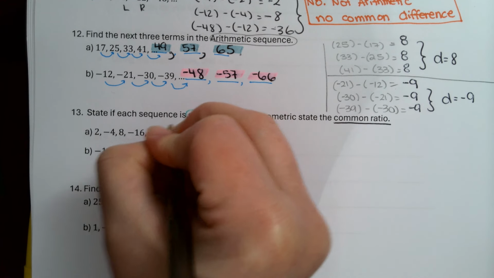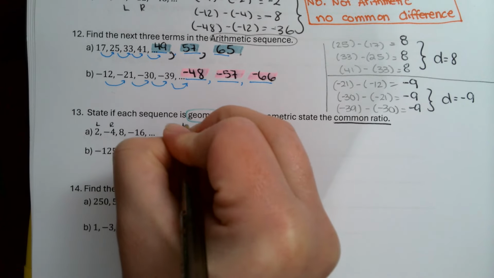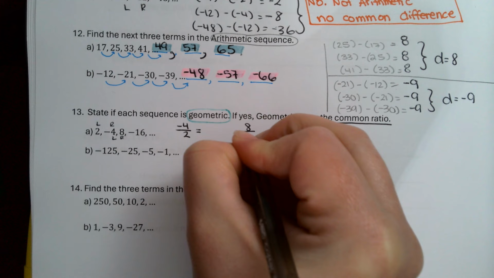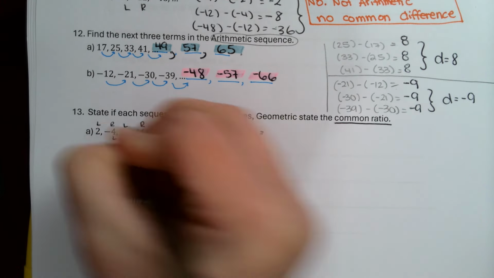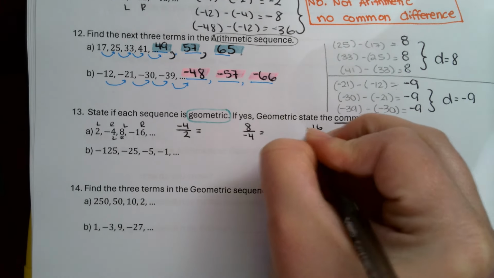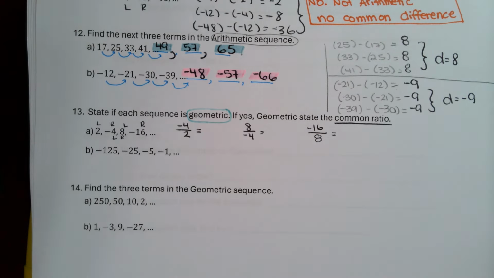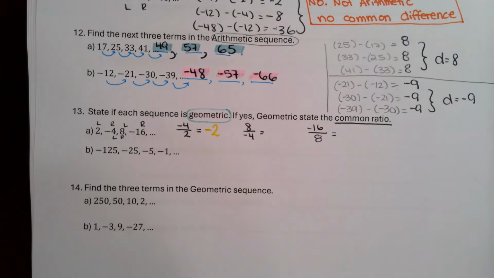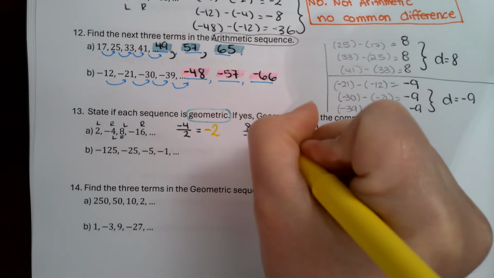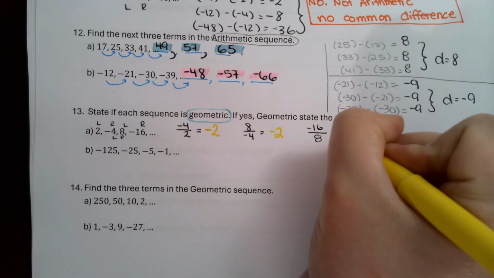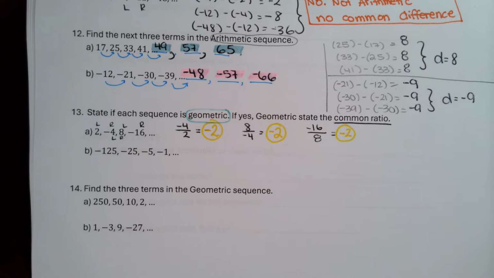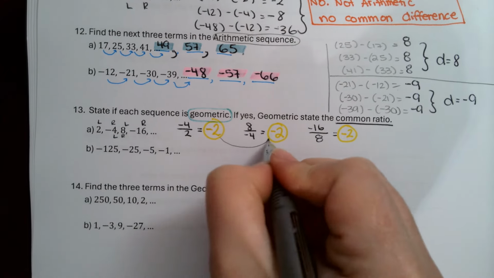So we got your right and your left, so -4 divided by 2. Your right, then your left, 8 divided by -4. And your right and left, -16 divided by 8. If these end up being the same, we get -2 here. 8 divided by -4, also -2. And -16 divided by 8 is also -2. Notice how all of these answers for your fractions are all the same.